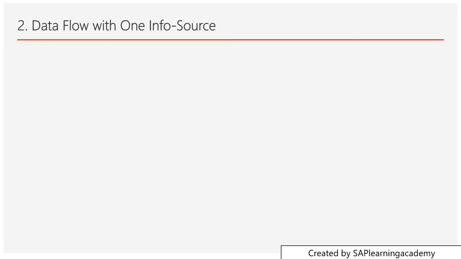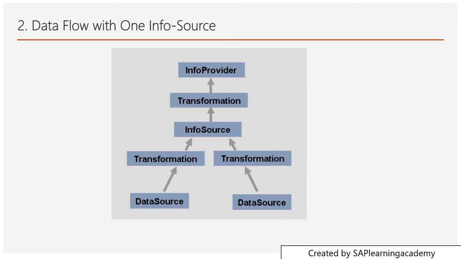This is interesting. In the data flow with one InfoSource, like you can see in this picture, you have an InfoSource in between and you are reading from two identical data sources, or maybe not identical. You are reading those two sources with two different transformations and putting them into one InfoSource, and from there you are loading into the InfoProvider. So you have only one transformation between the InfoProvider and the InfoSource.